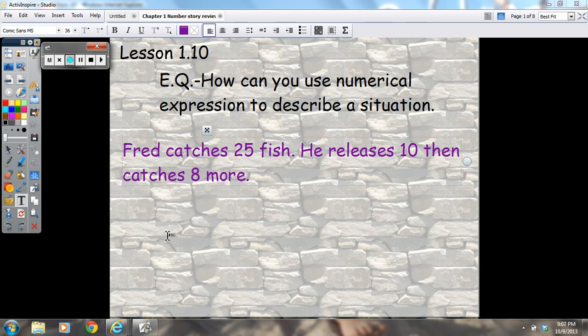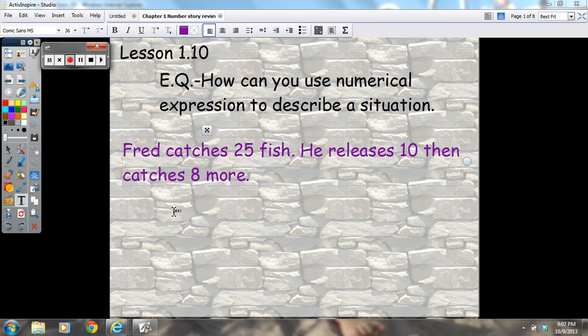Okay, now those expressions that we were just practicing were pretty basic. They were 1 step. Now this situation that we're going to read here involves an extra step, which can become a little bit more concentrated, a little bit more difficult. What we need to do is figure out, first off, the numbers that we're going to be using in this expression. We see the 25, the 10, the 8. It says Fred catches 25 fish.